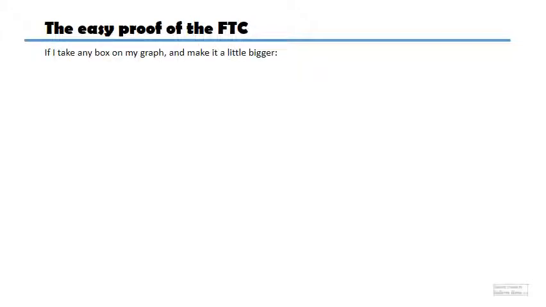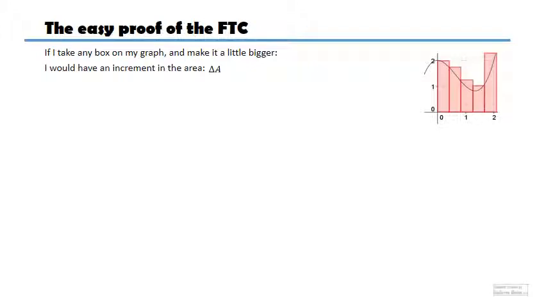So I take any box on my graph. Remember this box is in my graph? Let me take just one box. And let's make that box a little bigger. So what am I going to have? I'm going to have an increment. An increment of what? I'm going to have an increment of the area. Because I just made that box a little bigger.